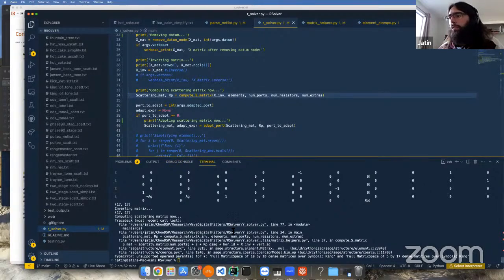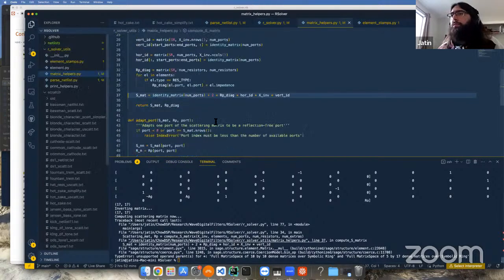Oh, wait, from here. Yeah, so this seems to be a problem that we're running into when we try to get from our inverse matrix to our scattering matrix. So that means we have a dimension mismatch.